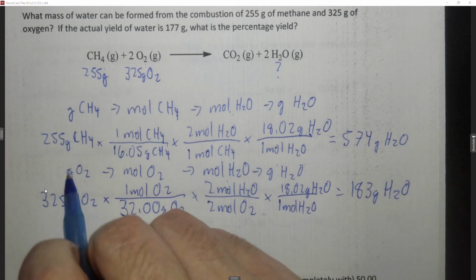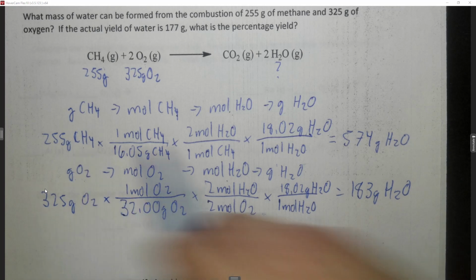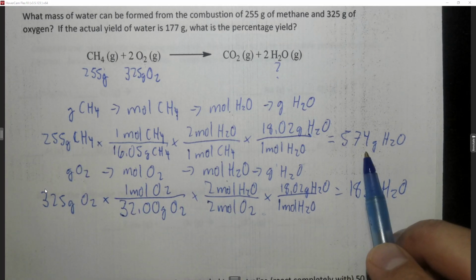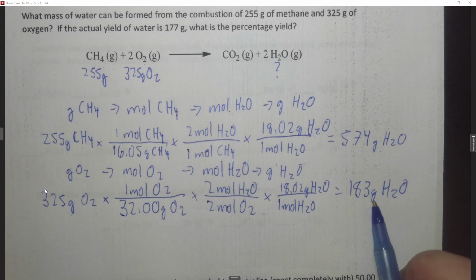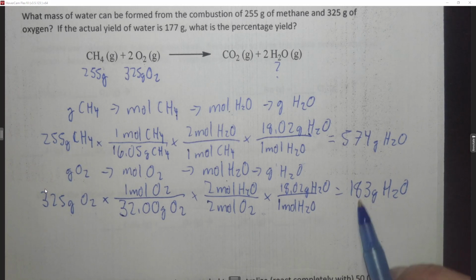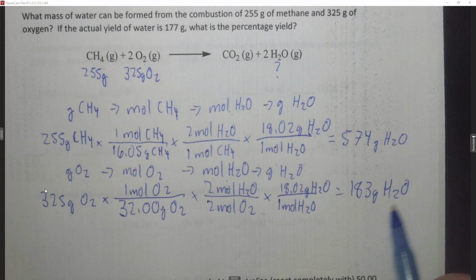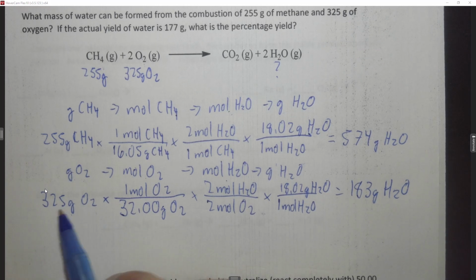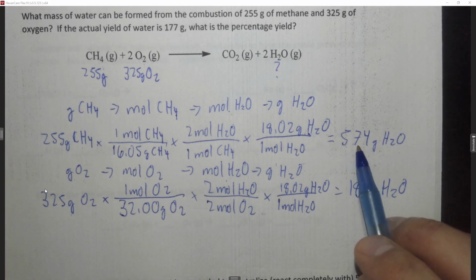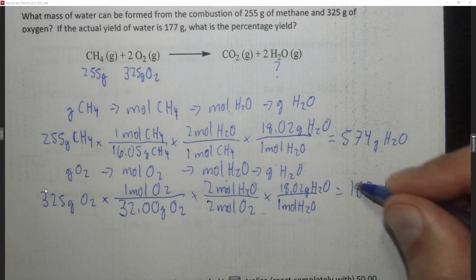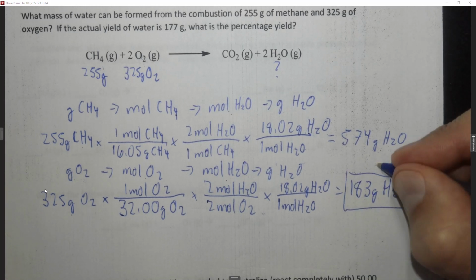So what this means is, if we react all 255 grams of methane, we'll make 574 grams of water. If we react all 325 grams of oxygen, we'll make 183 grams of water. Said another way, after we make 183 grams of water, there's no oxygen left. All right, the oxygen is gone. If the oxygen is gone, we can't make 574 grams of water. We can only make 183 grams of water.